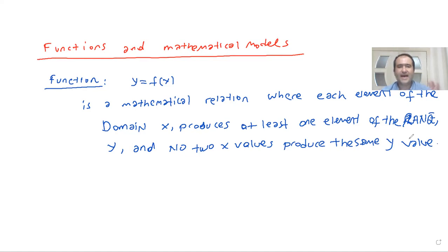Okay? Our definition is where each element of the domain x produces at least one element of the range. At least one element. But no two x values produce the same y value. We can give an example about the function definition.